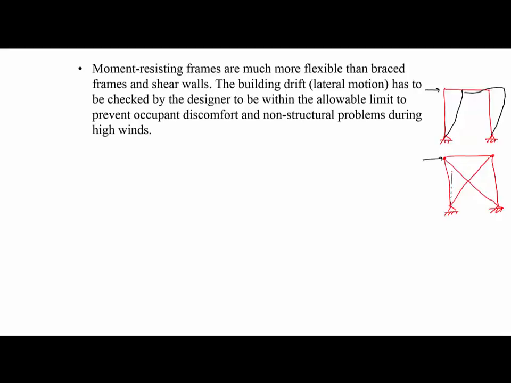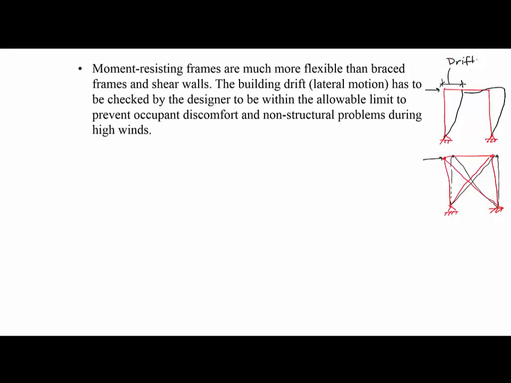But under the same lateral force, the brace frame is going to move but a much smaller amount, which means that the brace frame is much more rigid than the moment frame. The moment frame can have very large lateral movement, or what we call drift. Let me draw this better. This is the lateral movement of the building, which we call drift.